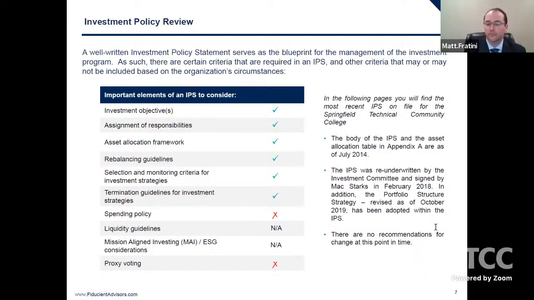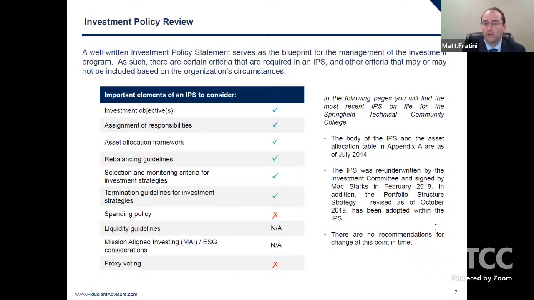No areas of concern there because there is not a traditional spending policy for these pools. That's why it is not memorialized in the IPS, as well as proxy voting. We're using institutional mutual funds and the managers are voting the proxies in your best interests. So that is why that is also not in the investment policy statement. The other 2 areas that have NAs next to them, also not an area of concern. You can see liquidity guidelines.